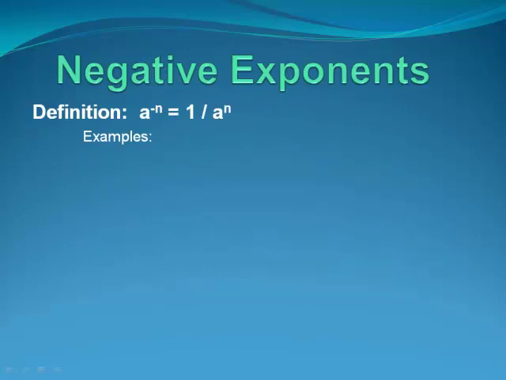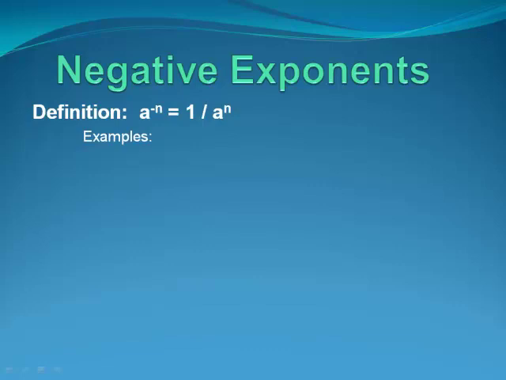The definition for simplifying negative exponents is if you have a base that's raised to a negative exponent, like a to the negative n power, that's equivalent to taking that same exponential expression, taking the reciprocal, and then changing the negative exponent to a positive exponent.